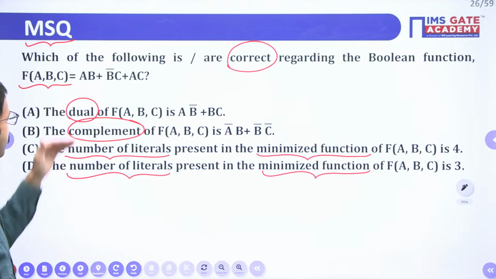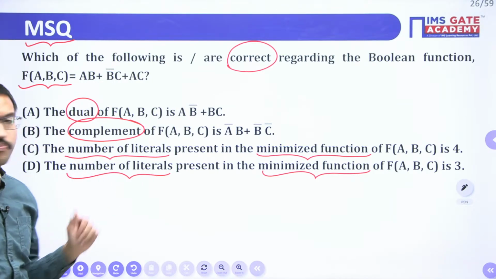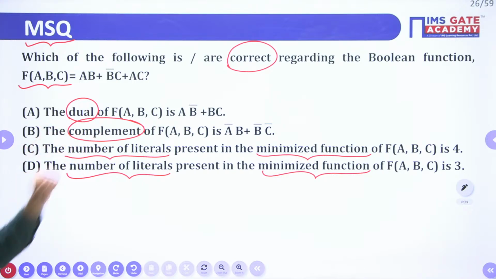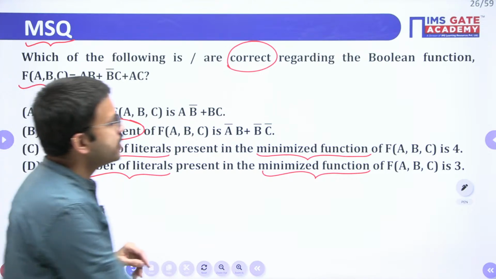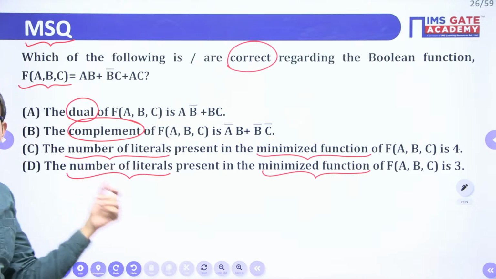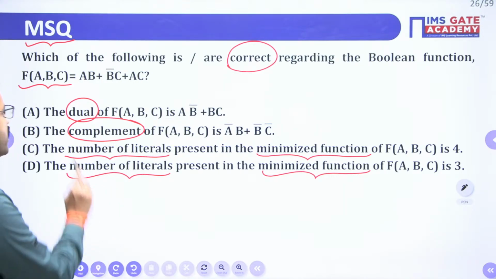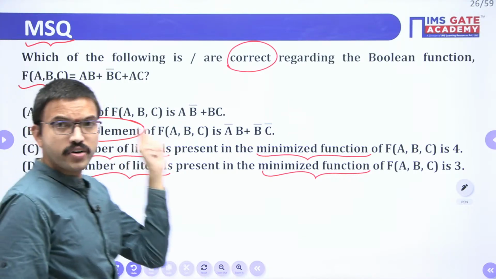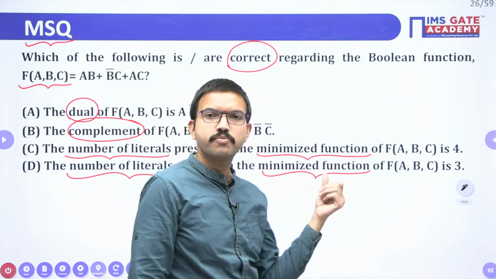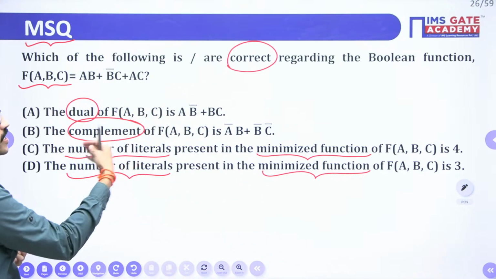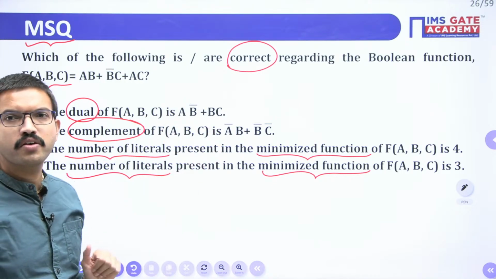See, first, when you go through all the four choices, in the first choice you have to apply duality, in the second choice you have to apply complement, and in the third and fourth, they are asking about the minimized function, how many letters you have in it. Whenever you are supposed to apply duality or complement, first you have to simplify the given function, if possible. If not possible, then you can apply duality or complement according to the question.